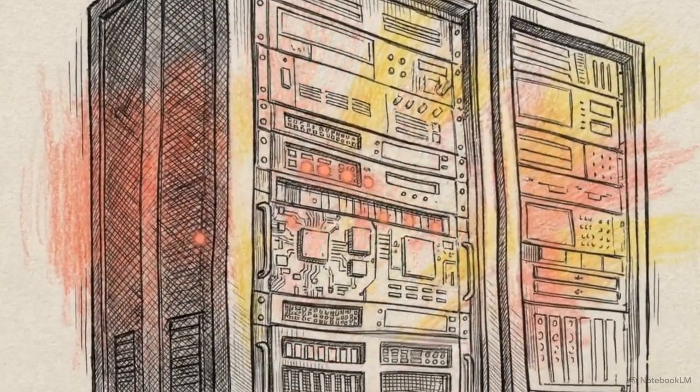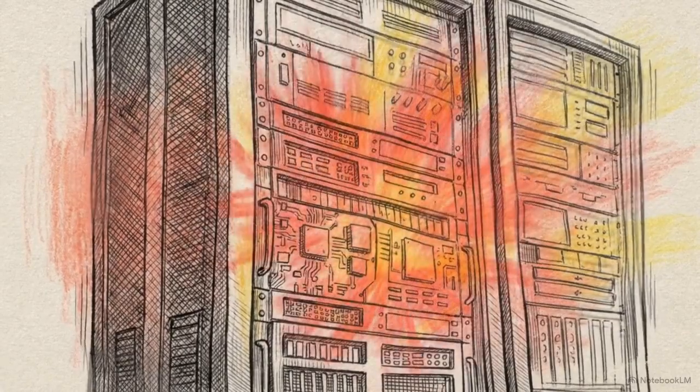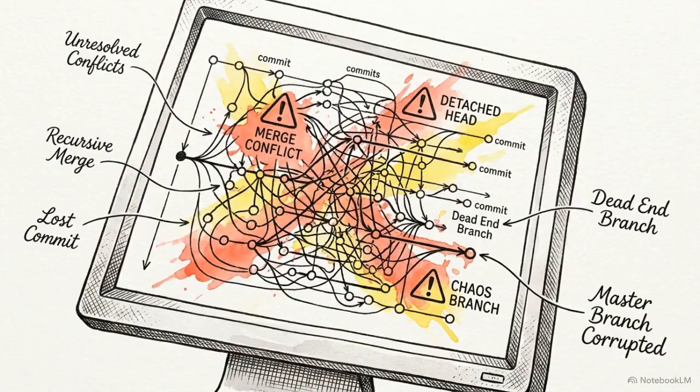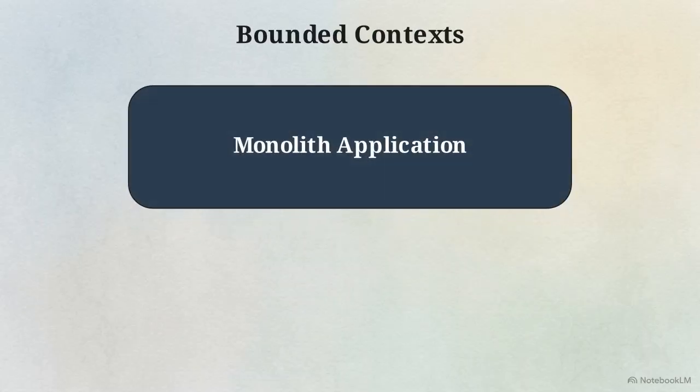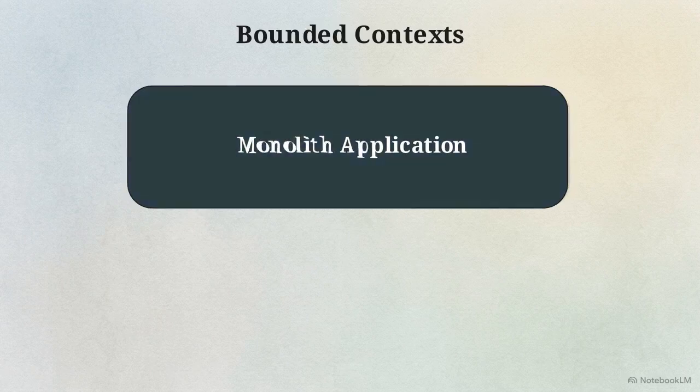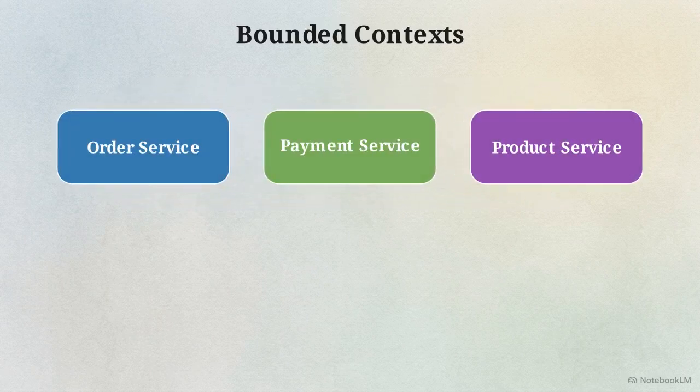Simultaneously, the development team expands. Dozens of engineers are stepping on each other's toes, blocked by merge conflicts and unified release cycles. To scale, we define strict logical boundaries called bounded contexts. The monolith divides into distinct domains: order, payment, and product services.